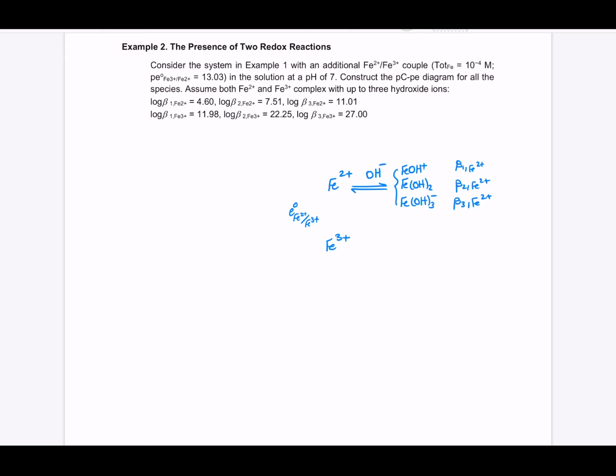So we know Fe3 plus also has the same kind of complexation profile with the same hydroxide. So this would be FeOH2 plus this time, FeOH2 plus, and FeOH3 with 0 charge. And the constants would be B1 for Fe3 plus, B2 for Fe3 plus, and then B3 for Fe3 plus.